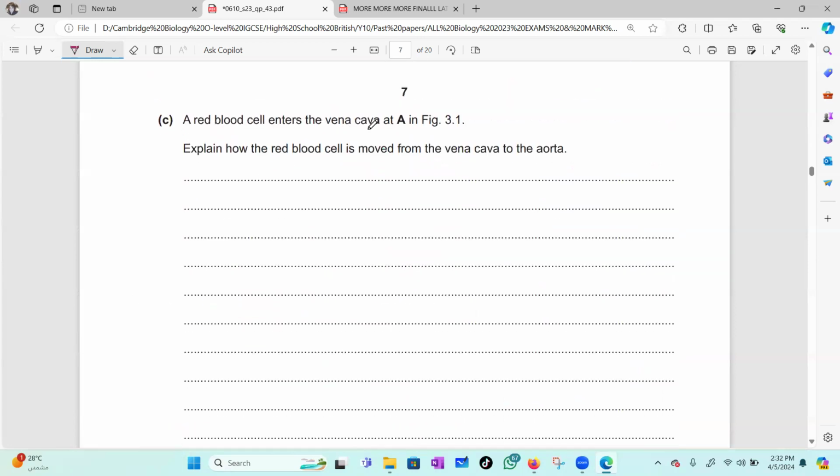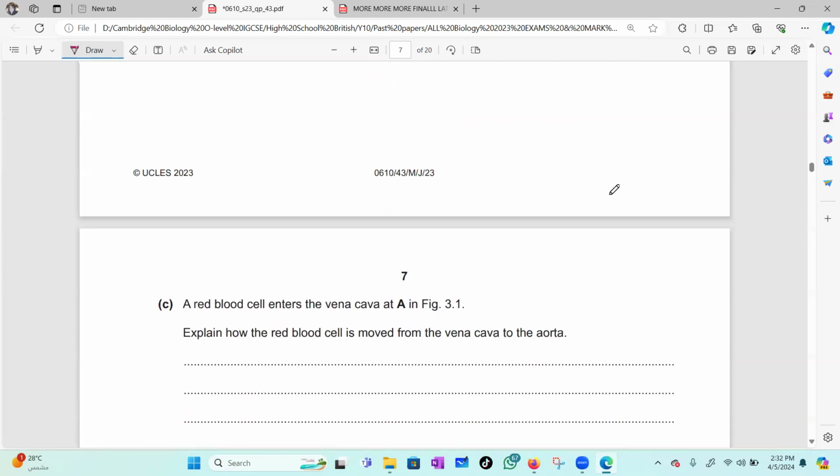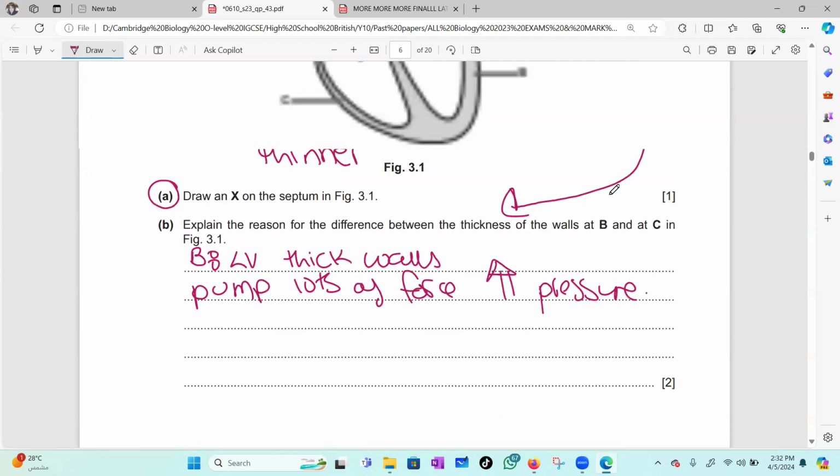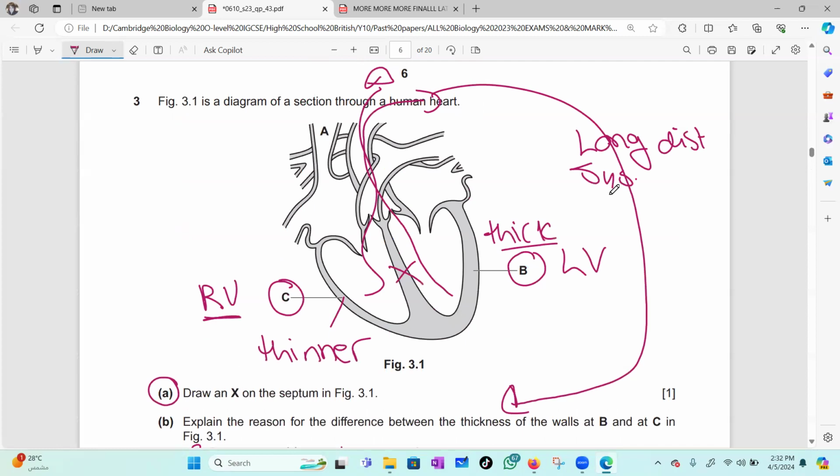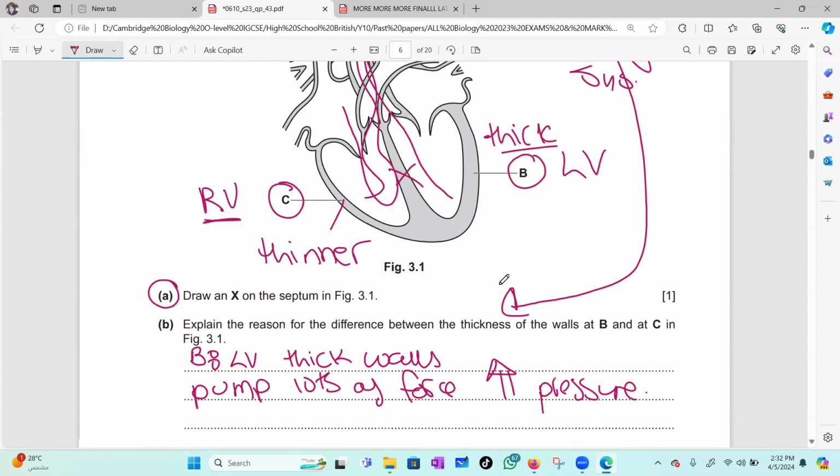A red blood cell enters the vena cava at A in figure 3.1. Explain how the red blood cell is moved from the vena cava to the aorta. Now, this is also a straightforward question, but they're asking it in a twisted format. Here, they're telling you there is a red blood cell in the vena cava. How does it move from the vena cava to the aorta?